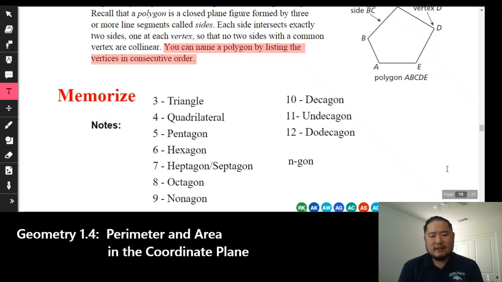An 8-sided figure is an octagon, like an octopus. 9 is nonagon. 10 is decagon. 11, undecagon. And 12 is a dodecagon. Anything after 12, there are names for it, but then we just say n-gon, n being the number. So we say 13-gon. If it's a 100-sided figure, it's 100-gon, and so on. But at least memorize up to the number 12, which is dodecagon. All right, so that right there is absolutely important.